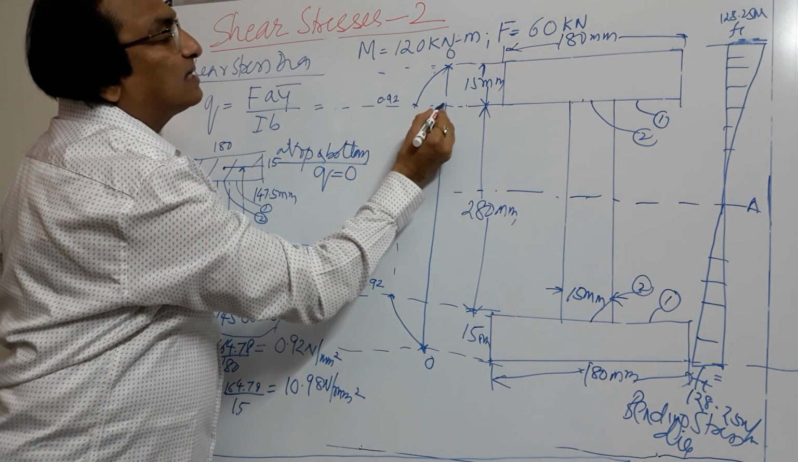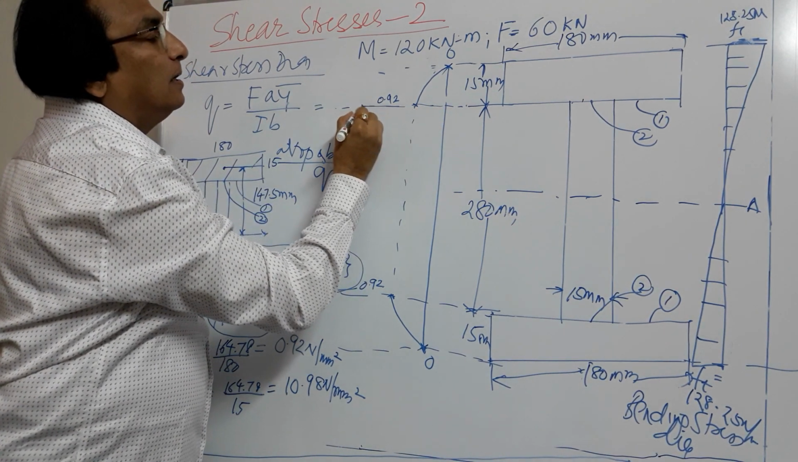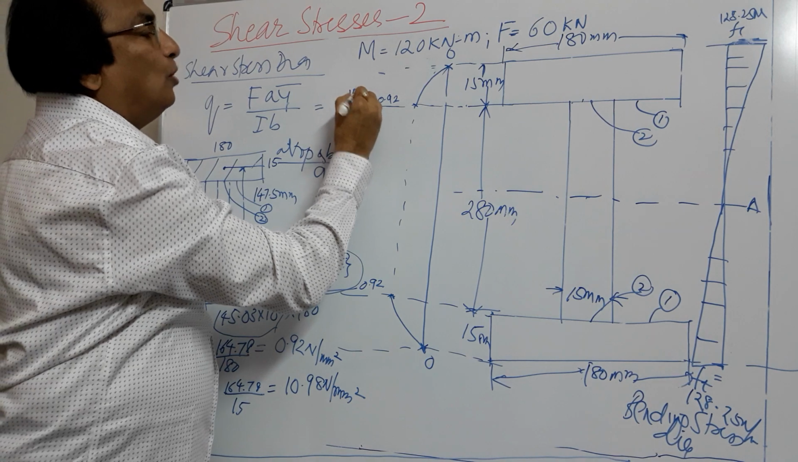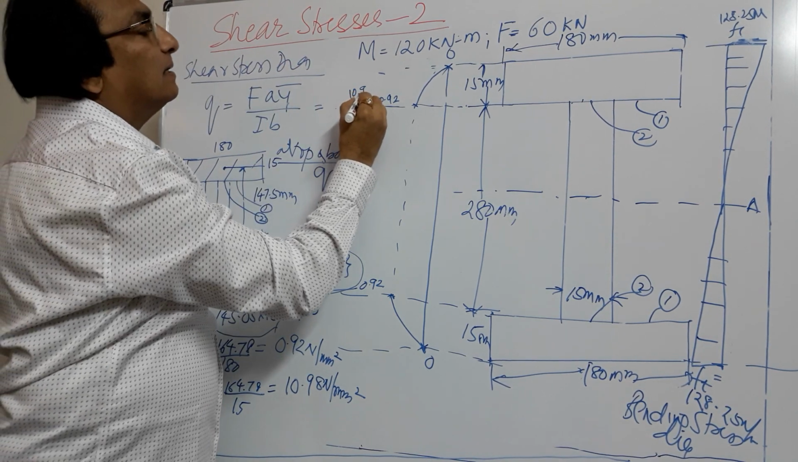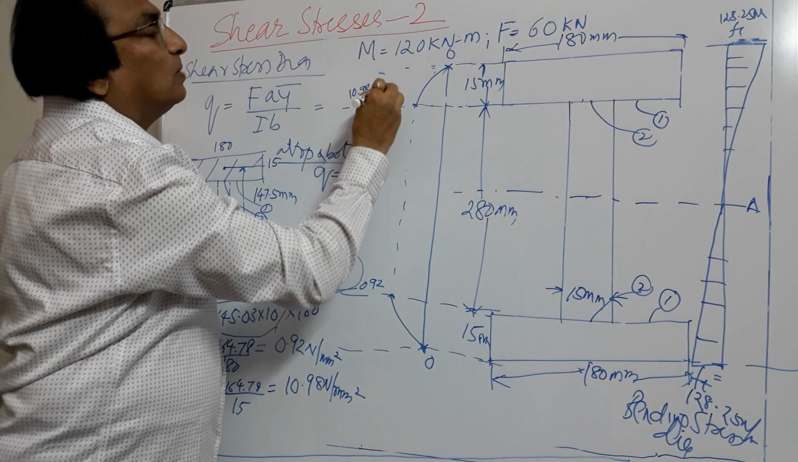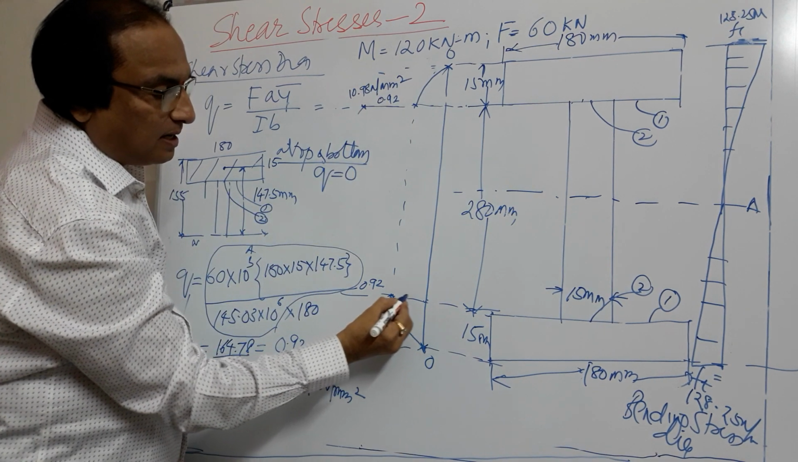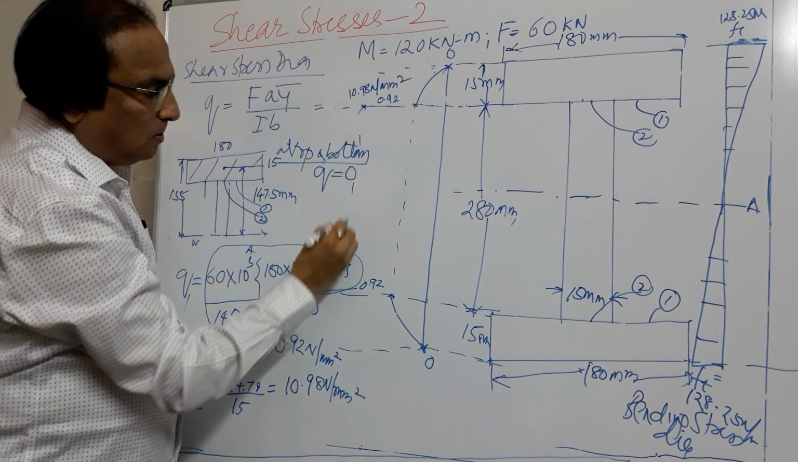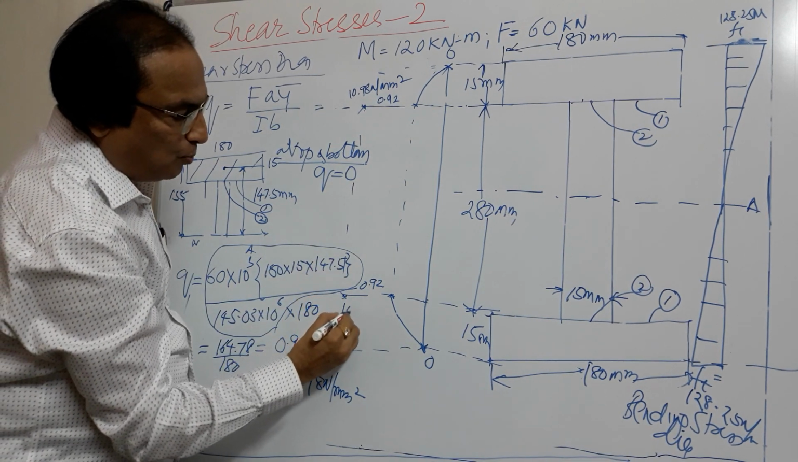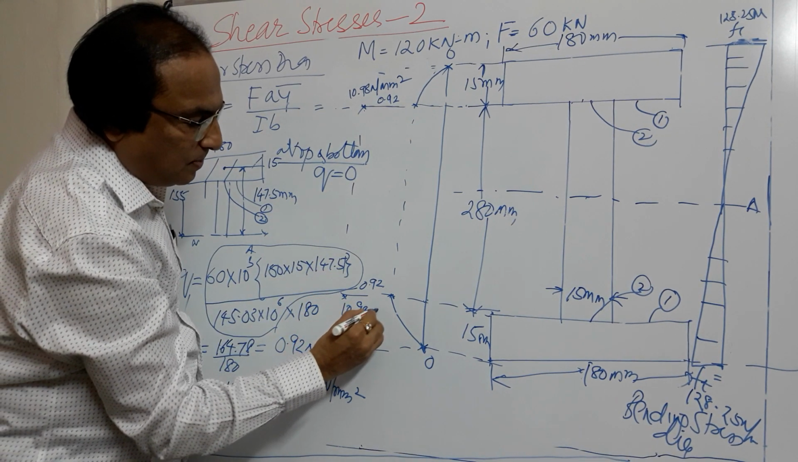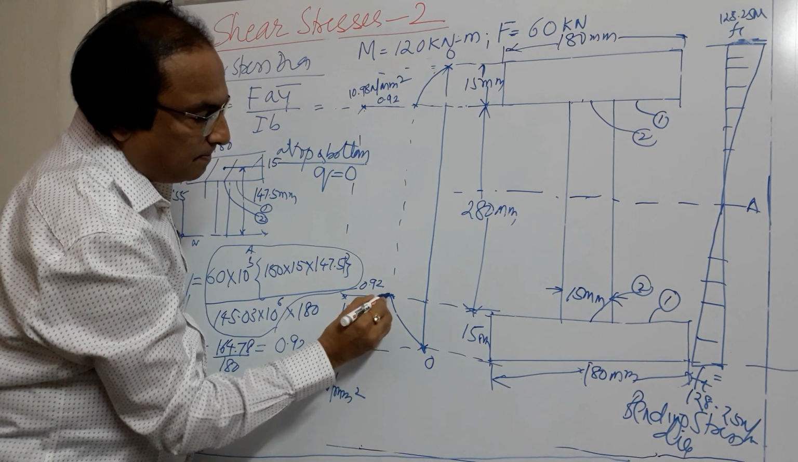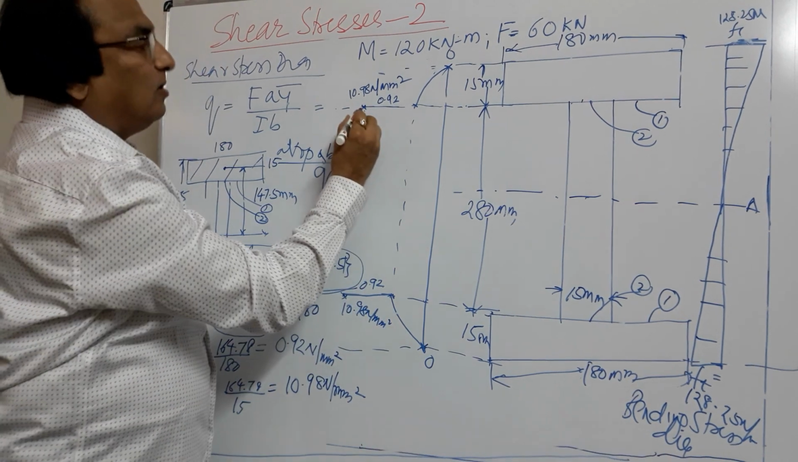So here if I extend a line from here, it goes up to 10.98 Newton per mm square. And here also if I extend the line from here, it goes up to 10.98 Newton per mm square. So this is the stress diagram we have got.